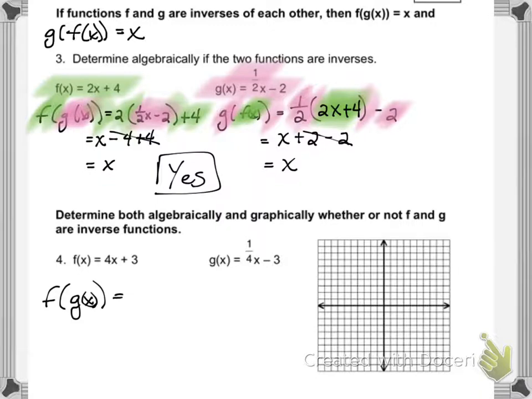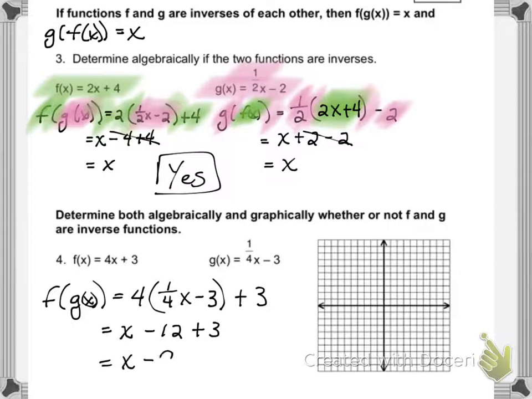So our f, we start with that. We have 4x plus 3. And instead of x, what do we put in there? The g, which is 1/4 x minus 3, right? Multiply 4 times 1/4 and you get x. 4 times 3 is negative 12 plus 3. And so we end up with x minus 9.